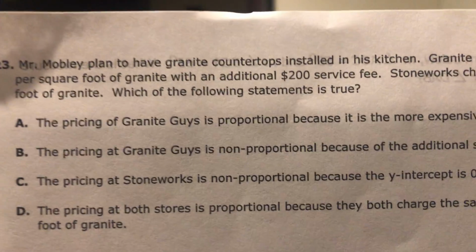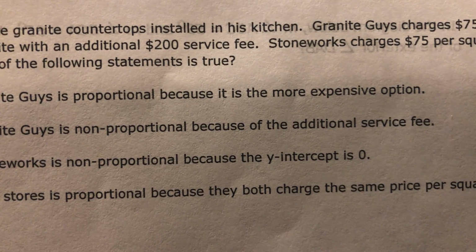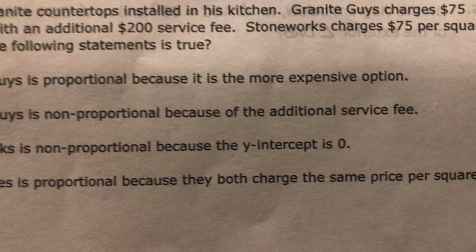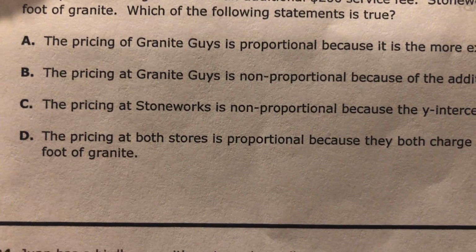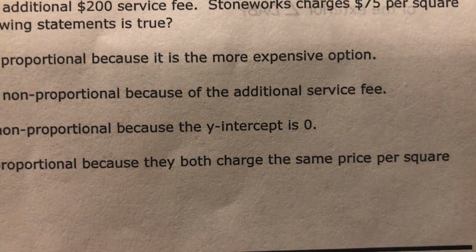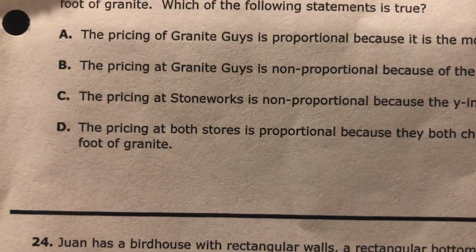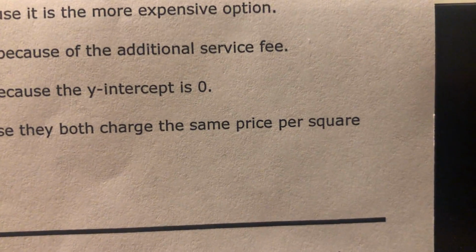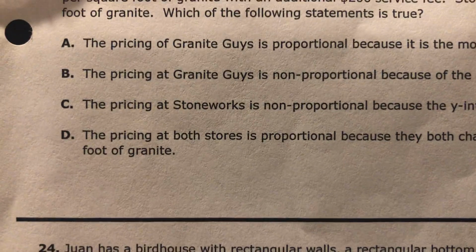A, the pricing of Granite Guys is proportional because it is a more expensive option. B, the pricing of Granite Guys is non-proportional because of the additional service fee. C, the pricing at Stoneworks is non-proportional because the y-intercept is 0. D, the pricing at both stores is proportional because they both charge the same price per foot of granite.